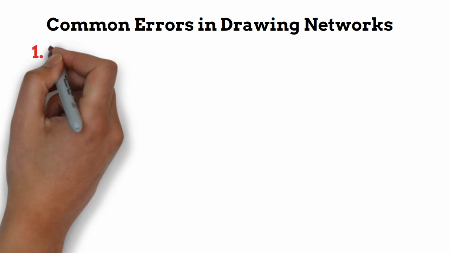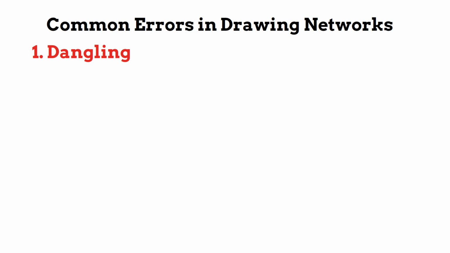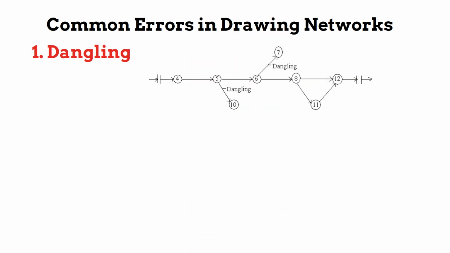Number 1, dangling. To disconnect an activity before the completion of all activities in a network diagram is known as dangling. As shown in this figure, activity 5 to 10, and activity 6 to 7 are not the last activities in the network. So the diagram is wrong and indicates the error of dangling.